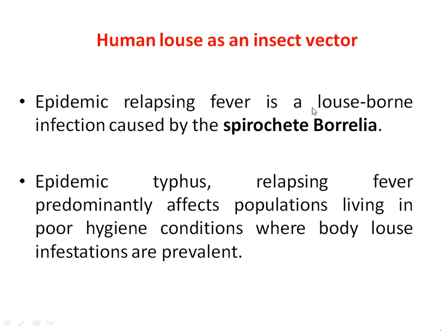Epidemic relapsing fever is a louse-borne infection caused by the spirochete Borrelia recurrentis. Epidemic typhus and relapsing fever predominantly affect the population living in poor hygiene conditions. This is very important, where the environment is maintained very poorly, the hygiene condition is very poor. There we can see the epidemic typhus, relapsing fever, and trench fever, where the body louse infestations are widespread. Prevalent means widespread.